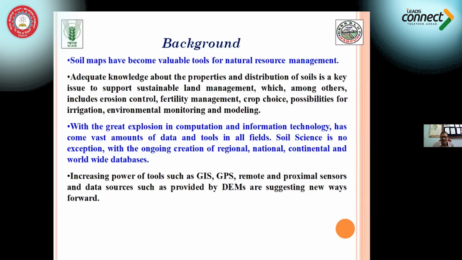With the great explosion in computation and information technology, there is a vast amount of data and tools in all fields, and soil science is not an exception. With the ongoing creation of regional, national, continental and worldwide databases, soil science also has such applications of space data. Increasing powers of tools such as GIS, GPS, remote sensing data and other sensor data, such as provided by the DEM, matter. Nowadays, the digital elevation model is one of the most important things for soil mapping.